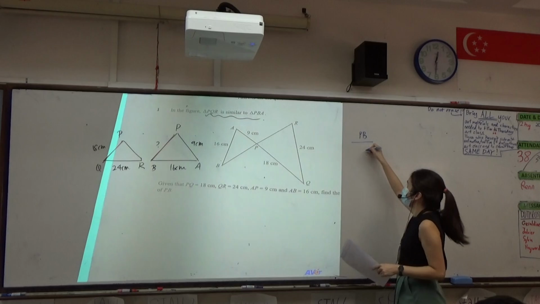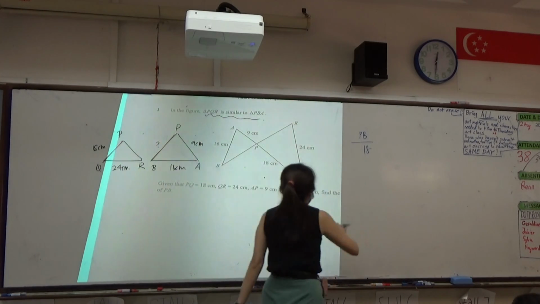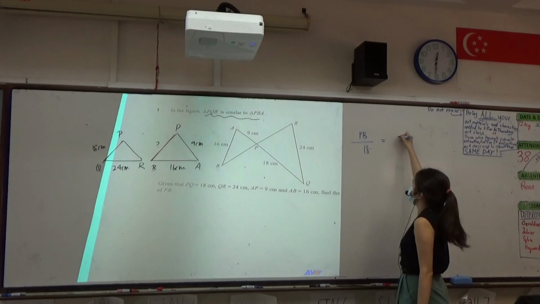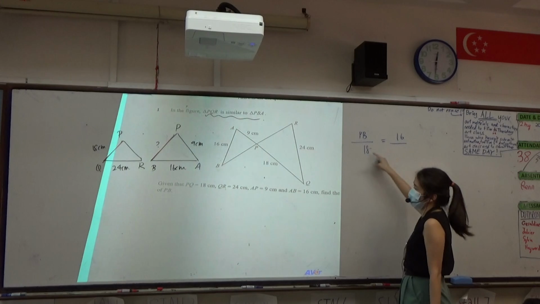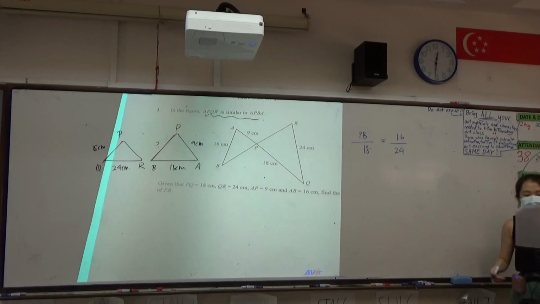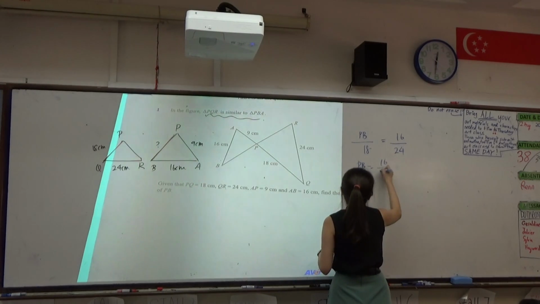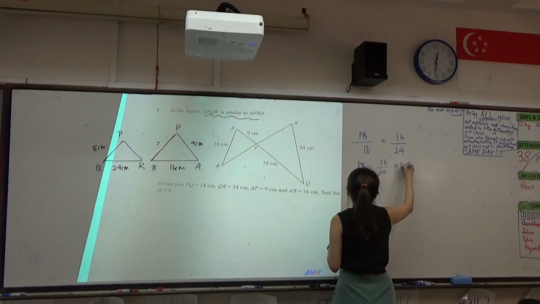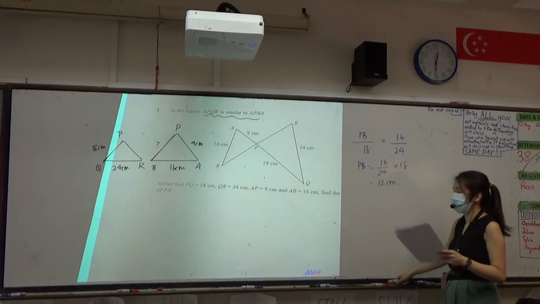We put it over 18 cm because it is corresponding, and then equals to 16, because same triangle on the top, and then after that at the bottom must come from the same triangle, 16 over 24. Okay, then after that you can cross multiply, or you simply just multiply 18 over to the right hand side and place this into the calculator, you will get 12 cm.